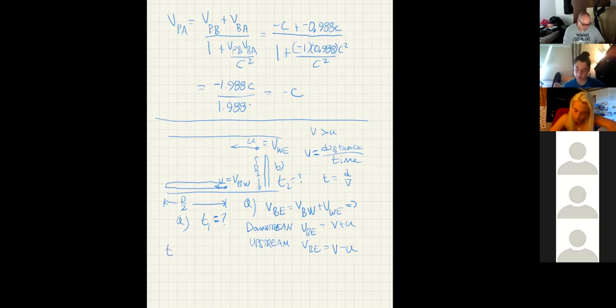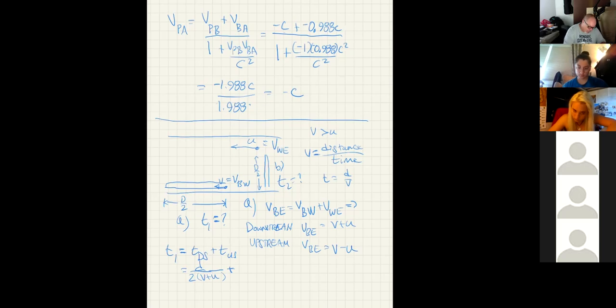So T1 is going to be equal to T downstream plus T upstream. That makes sense? So T is supposed to be distance divided by velocity. So my distance is D over 2, and my velocity downstream is V plus U. And my distance upstream is still D over 2. Sorry about that, I've changed the letter to a lowercase d. Let me fix that real quick.